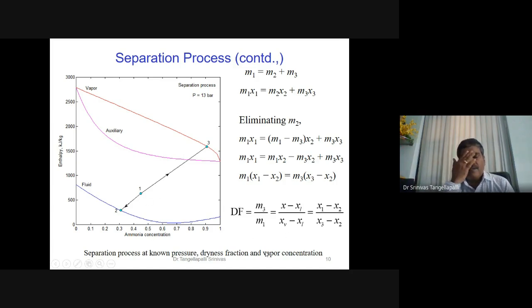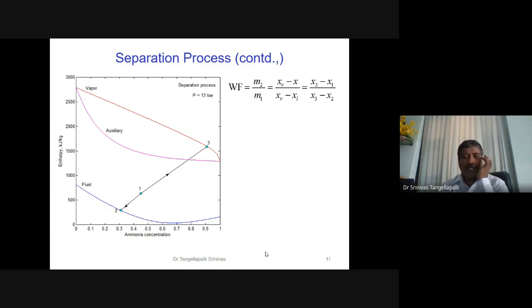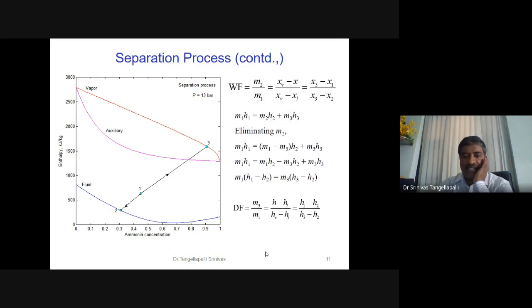Same as what you are seeing here. x is equal to XL minus psi into XV minus XL. Here h is equal to hL minus psi into hV minus hL. Specific entropy is also the same. Those equations you can use. This is vice versa, showing the wetness fraction. The wetness fraction M2 by M1 is equal to XV minus x over XV minus XL. This is M2.